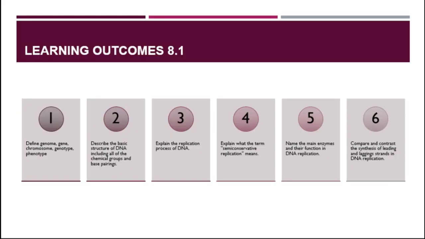There are 6 learning outcomes for this mini lecture. The first is define genome, gene, chromosome, genotype, and phenotype. 2, describe the basic structure of DNA, including all of the chemical groups and base pairings. 3, explain the replication process of DNA. 4, explain what the term semi-conservative replication means. 5, name the main enzymes and their function in DNA replication. And finally, compare and contrast the synthesis of leading and lagging strands in DNA replication.